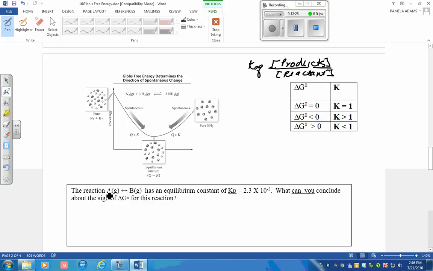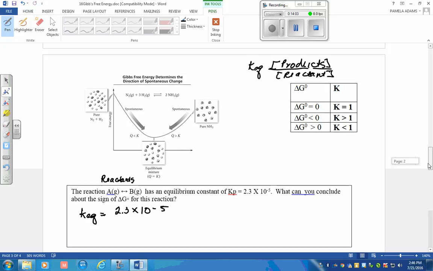Okay, here we go. It says A is in equilibrium with B. It has a KEQ that is 2.3 times 10 to the negative 5. What can you conclude about the sign of delta G for this reaction? Well, if KEQ is a small number, that means the reactants are favored over the products.